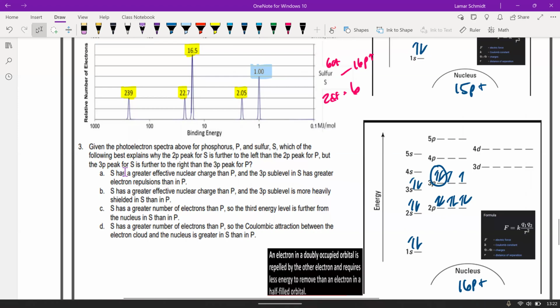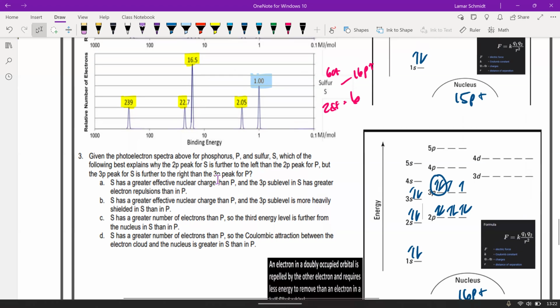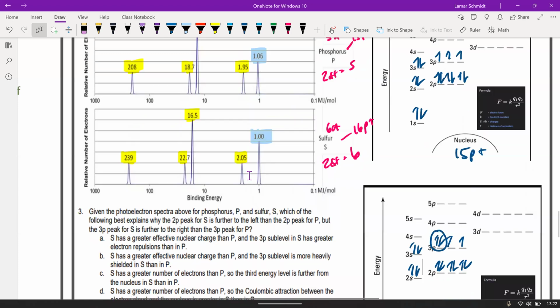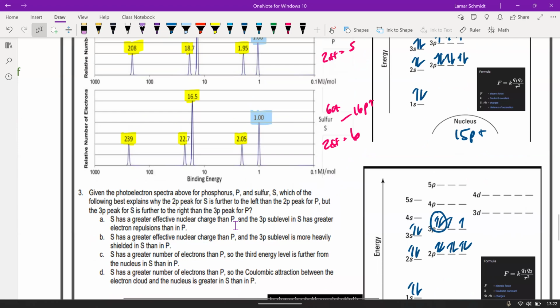So sulfur has a greater effective nuclear charge than phosphorus. Is that true? Does sulfur have a greater effective nuclear charge than phosphorus? What was the effective nuclear charge of sulfur? 6. What's the effective nuclear charge of phosphorus? Okay, so is that first part true? Yeah. All right, so then we can move forward.